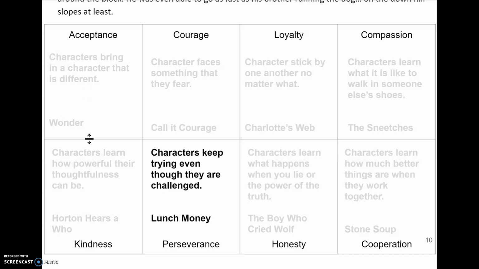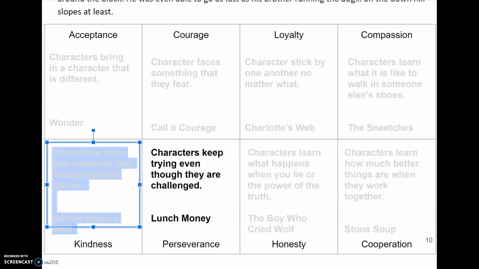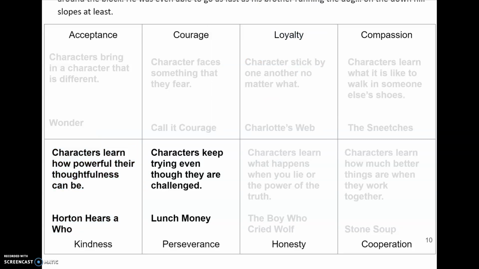So continuing, I'm going to do the whole bottom row first. I'm going to go backwards and do kindness. So a story that has the theme of kindness, in it the characters learn how powerful their thoughtfulness can be. Horton Hears a Who would be a good example of a story that teaches kindness.